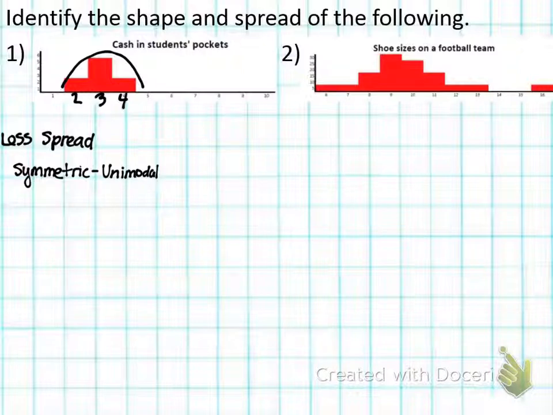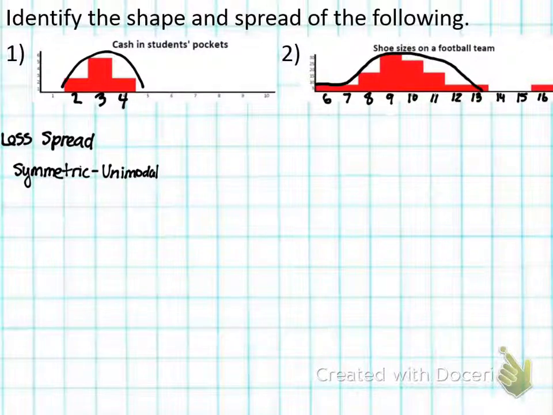Okay, number 2. Let's say these are shoe sizes on a football team. Let's say I asked all the kids on the San Dimas football team. So these are all the sizes. Okay, what do you notice about this? Well, looking at this, is it unimodal or bimodal? Well, I think it's unimodal because there's only one big area of the population that's like this, right? So I would say this is unimodal.